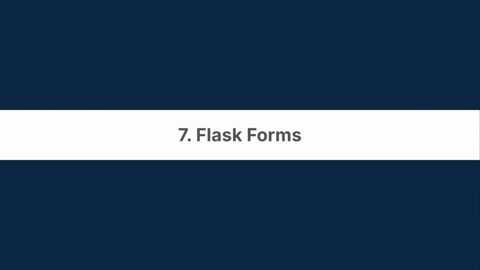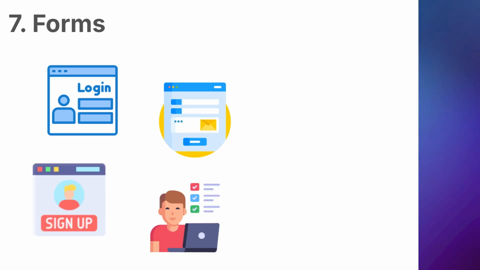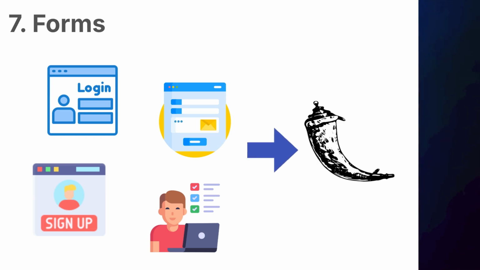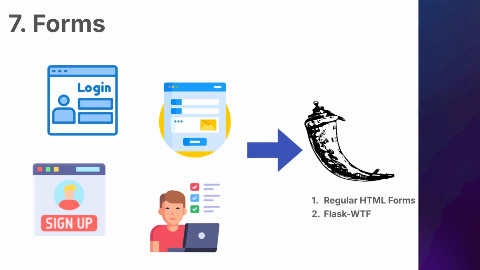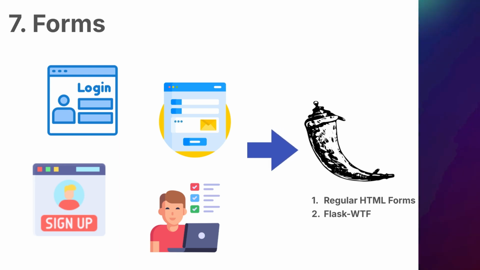Seven, Flask forms. A form is how users send information to your website. There are various types of forms, such as login forms, contact forms, sign-up forms, and feedback forms. These forms collect user input and send it to Flask to process it. In Flask, largely, there are two ways to handle forms: regular HTML forms and Flask-WTF forms. Let's walk through each of them step by step.